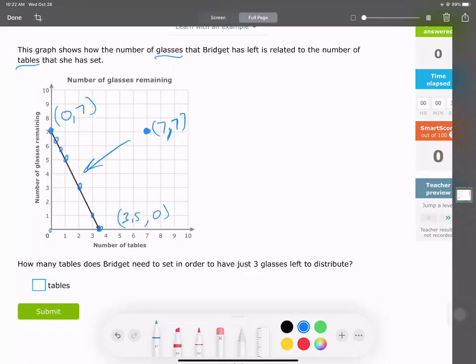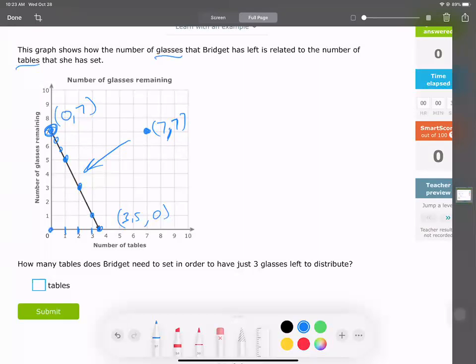So if she has 0 tables set, she has 7 glasses remaining. If she has, let's see, number of tables she has set. Okay, if she set 1 table, that means she used some glasses and she has 5 glasses left. She set 2 tables, that means she used up more of her clean glasses and she has 3 glasses left. If she sets up 3 tables, she only has 1 glass left.